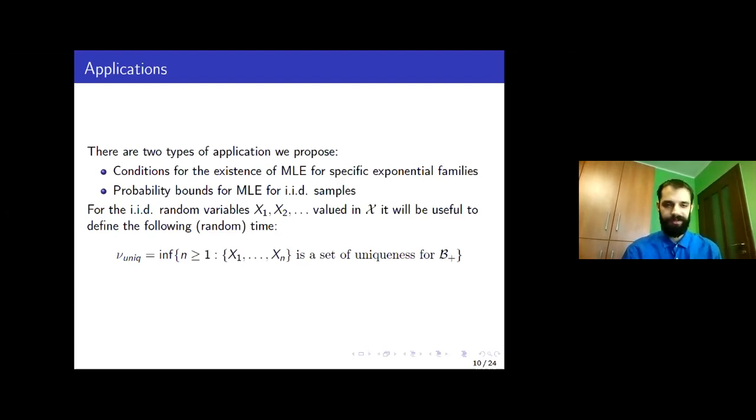So also for the IID random variables X1, X2, and so on, valued in our set X, it will be useful to define the random time, the uniqueness time. This will be the first time when our sample points obtained so far form a set of uniqueness for B plus. Because we can observe that if a set is a set of uniqueness for a class of functions, then its overset is also a set of uniqueness, because it's just a stronger restriction for the class of functions which we want to have.